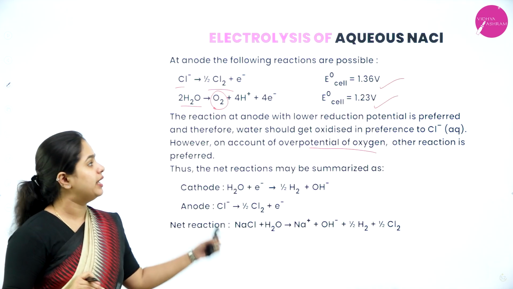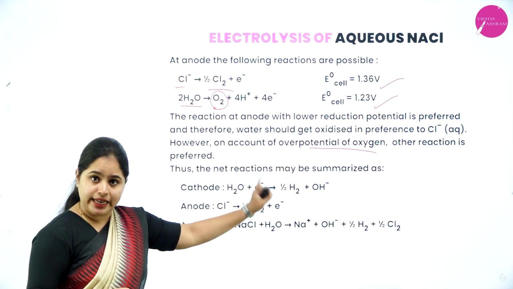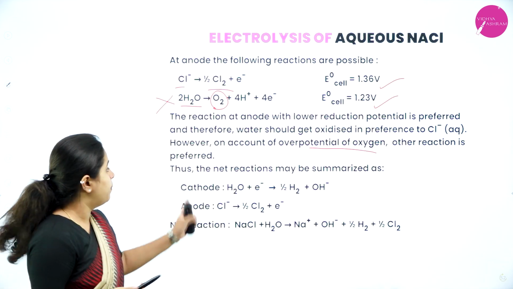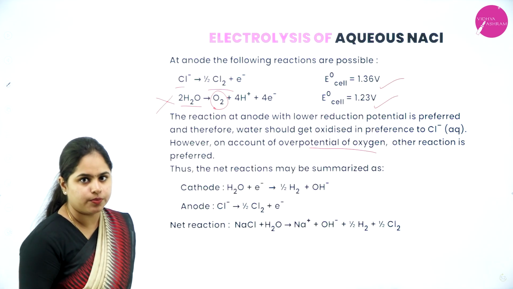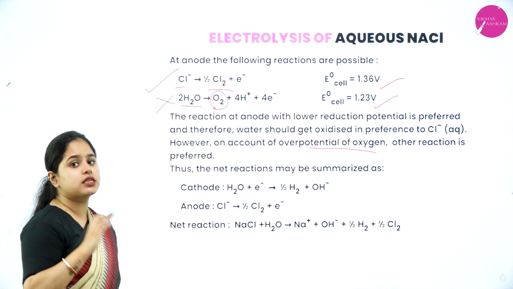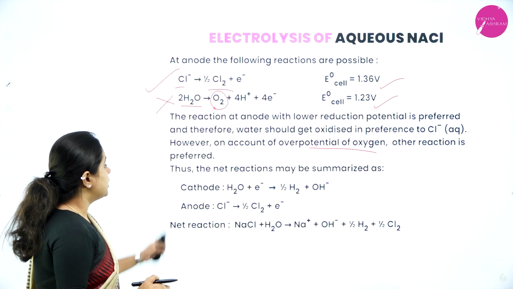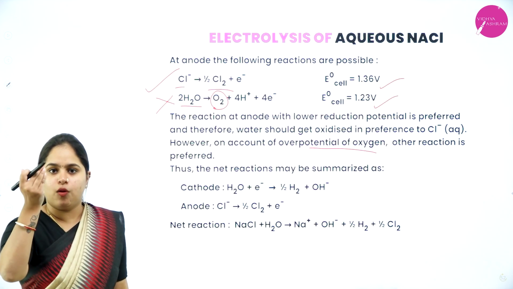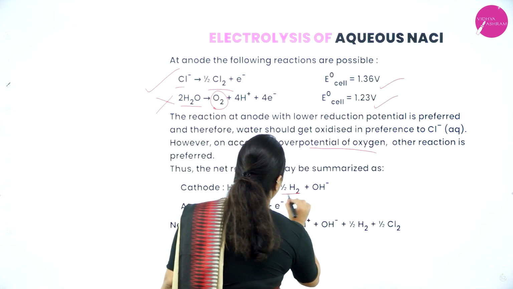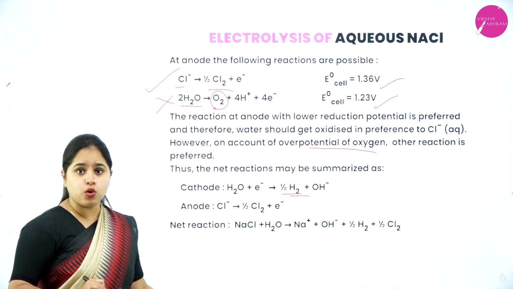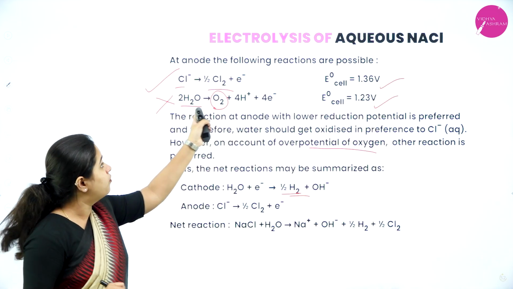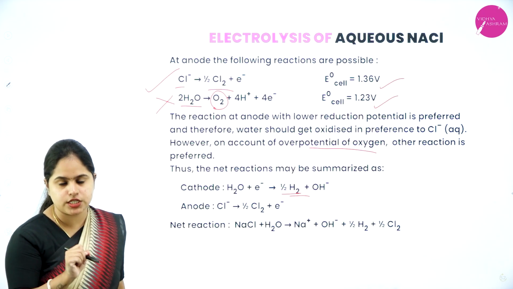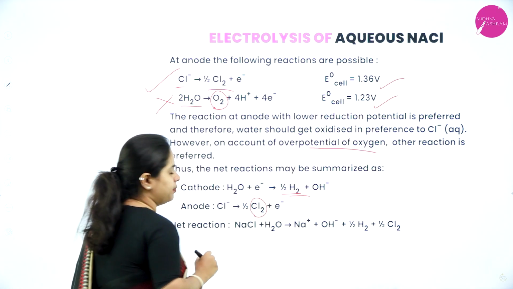So, you have to be very careful. Even though the reduction potential is less for the water, still, this reaction will not be preferred because of the overpotential of oxygen. So, which will be the reaction that will be taking place? Chlorine gas will be liberated, right? Thus, the net reactions may be summarized as, in the cathode, which reaction was preferred? Yes, water accepting electrons, and hydrogen gas will be liberated. And in the anode, even though the reduction potential is lower for water, this second reaction is not preferred because of the overpotential of oxygen. That has to be remembered.